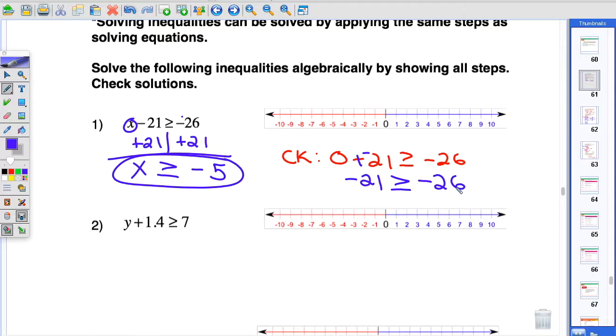So on your graph at negative 5, since it's equal to, it's a closed circle, and our inequality is on the left. So we go in the same direction as our inequality symbol, which is pointing to the right.